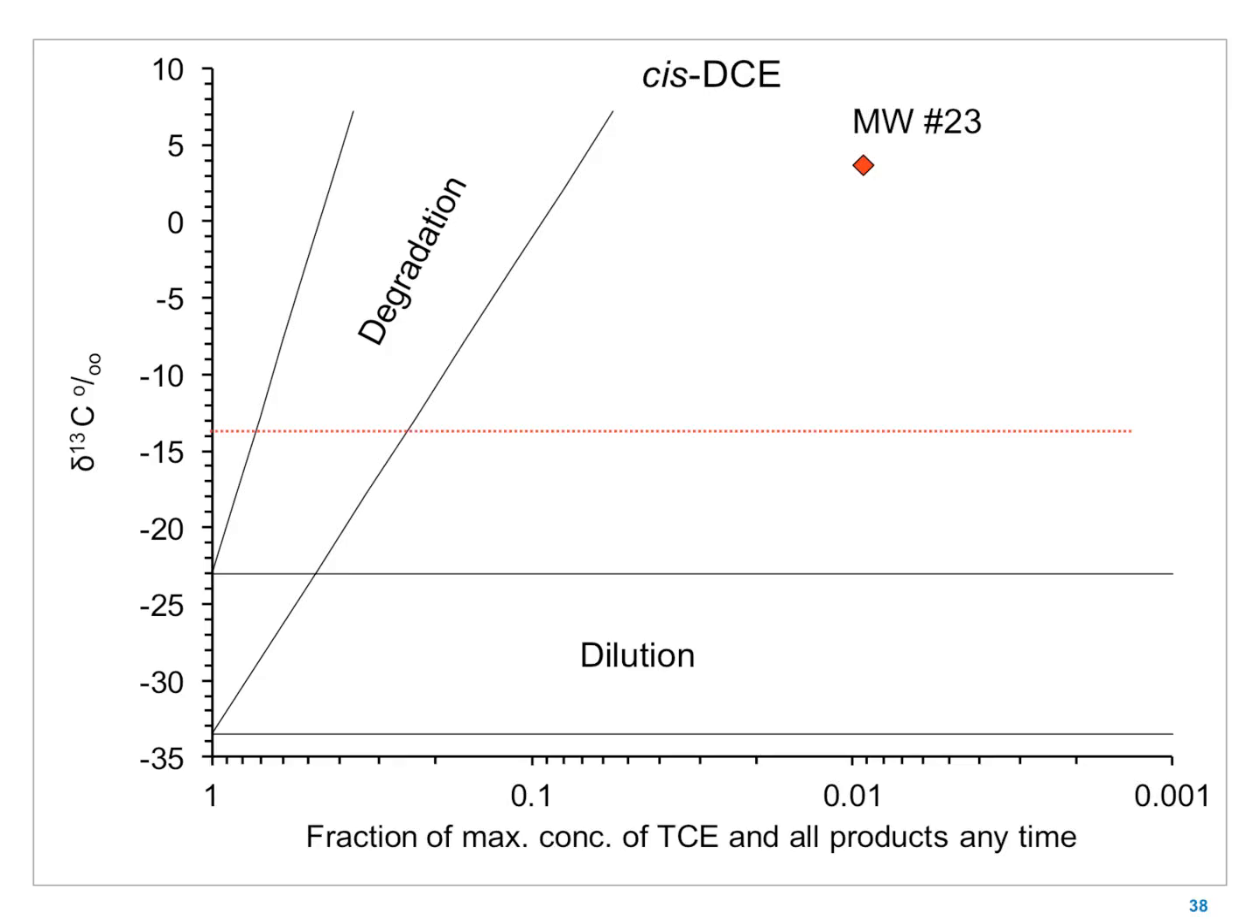So for this particular well, this is where cis-DCE plots. We get a pretty heavy number. It's a little bit above 0. And so there's no doubt that cis is degrading, not simply diluting, or that the water moved the plume away from the well. Next slide.